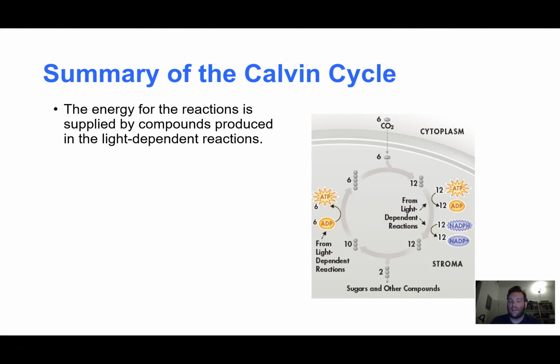So the energies of these reactions, again, are supplied by the products that we get from our light dependent reactions. So again, the ADP, the NADPH, and ATP that we are using from those.